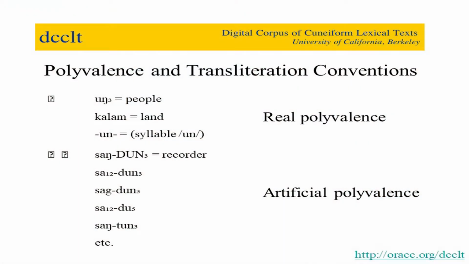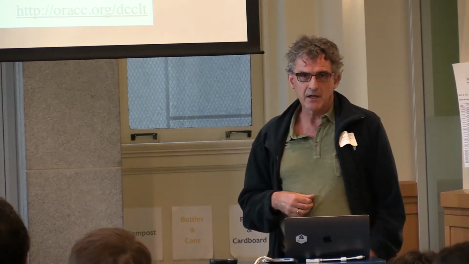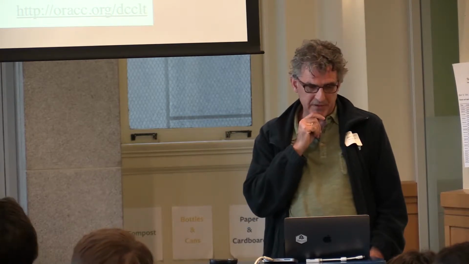So a bit more about polyvalency and about transliteration conventions. What I just said about the sign mu, I could also have explained with the sign un. The sign un has three basic readings. It can be read where it means people. It can also be read kalam, where it means land. And then it can be read un with an n, where it is a morphological element. That is real polyvalency, built into the cuneiform system, and it needs to be disambiguated. That may look complicated, but in practice it is usually very clear from context which reading you actually need.